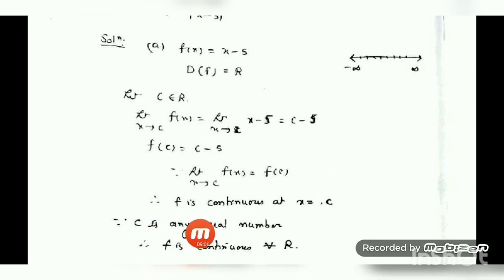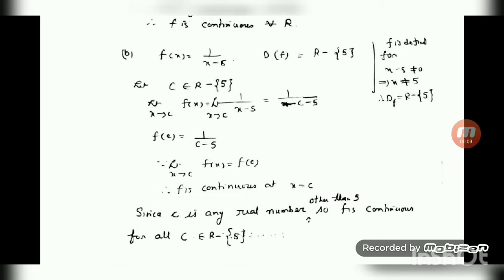So since C is any real number, or you may write down arbitrary real number, therefore f is continuous for all R. This is the symbol of for all. Instead of giving the symbol, you write it like this, and they cut it. Instead of this symbol of for all, you can also write the words "for all".